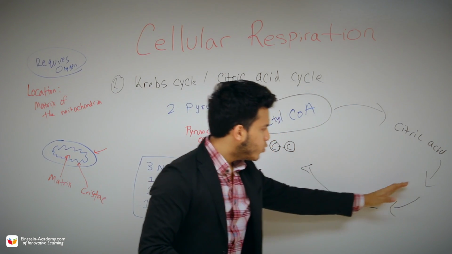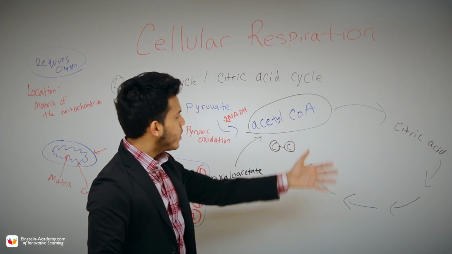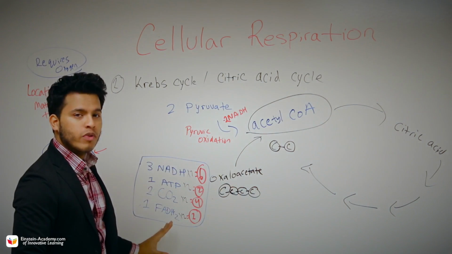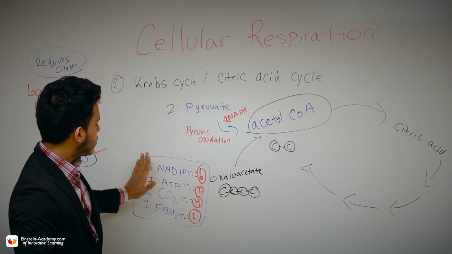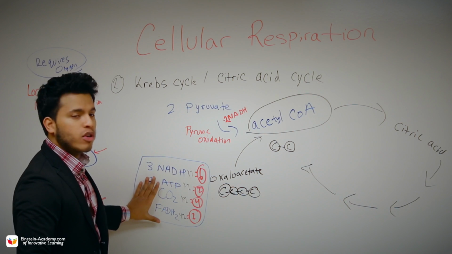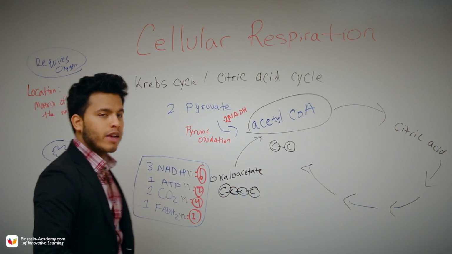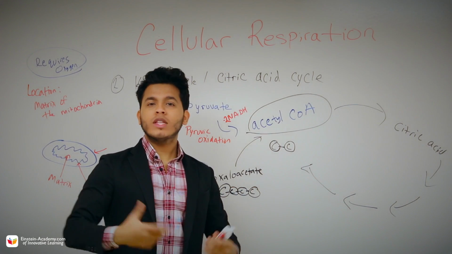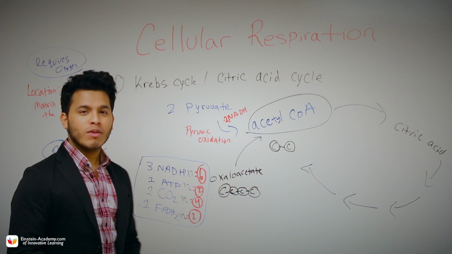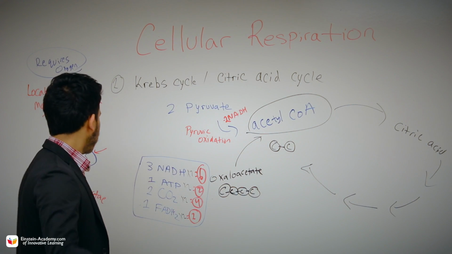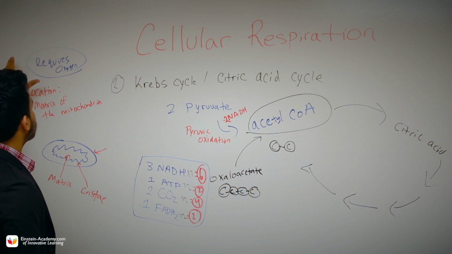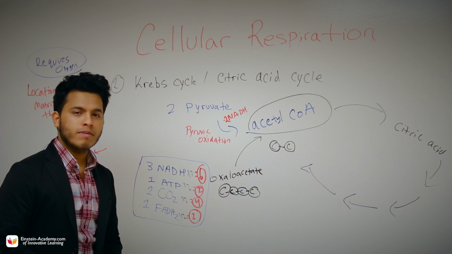It goes ahead and you do all these intermediate things, and you keep doing this, and what you get for each turn is these products over here, but what you have to understand is 6 NADH, 2 ATP, 4 CO2, and 2 FADH2. Carbon dioxide is a byproduct. It's not a product. You breathe it out. Where do you generate carbon dioxide from? Krebs cycle. Now you know where carbon dioxide is really generated from. Location is the matrix of the mitochondria, and this process requires oxygen.